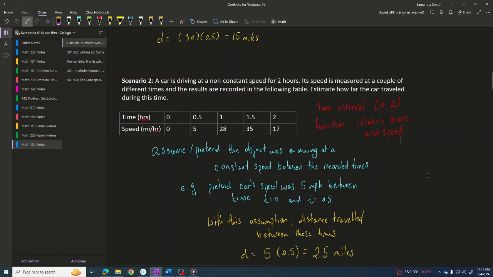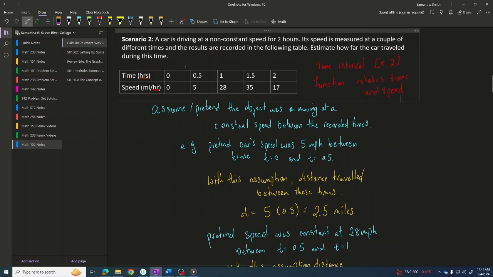Now, in this example, the number of pieces, the number of chunks into which this time interval had been divided was 4. There's this first period of time between 0 and 0.5 units. There was this second period of time between half an hour and 1 hour. There was this third period of time between 1 hour and 1.5 hours. And then there was this fourth period of time between 90 minutes and 2 hours.